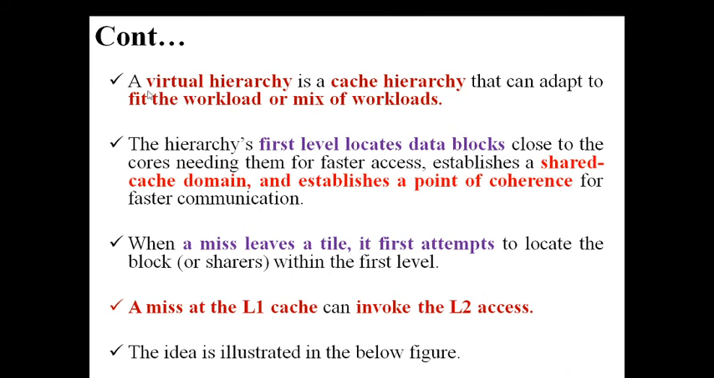If you see here, a virtual hierarchy is a cache hierarchy that can adapt to fit the workload or mix of workloads. So what is happening is, the first level of the hierarchy locates the data blocks close to the cores needing them for faster access. The CPUs that are very close are going to locate first, later the next. When a miss occurs, whenever the data is not available, the nearest cores first attempt to locate the block within the first level. A miss at the level 1 cache, that is, whenever there is no data in the level 1 cache, they will move to the L2 cache. Okay, so that is happening here.